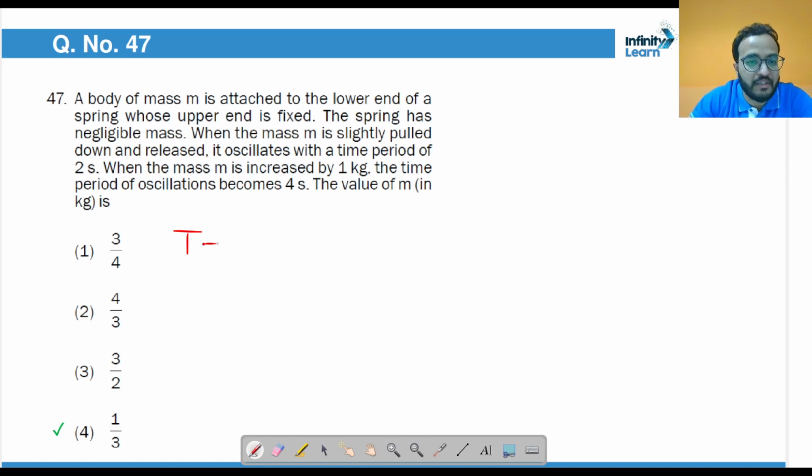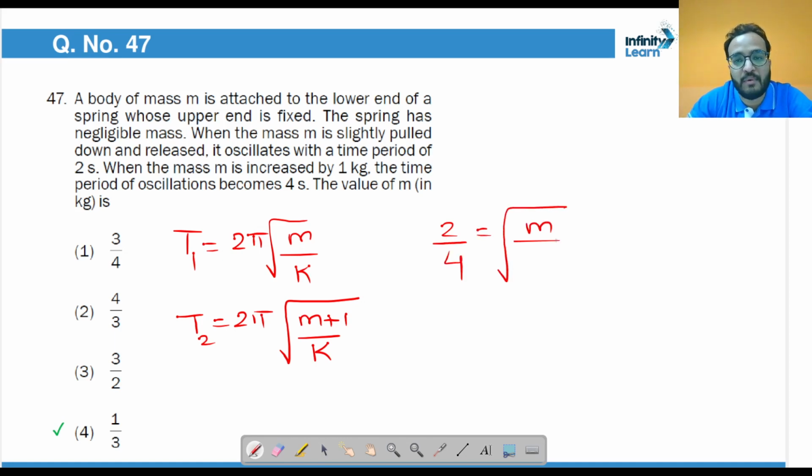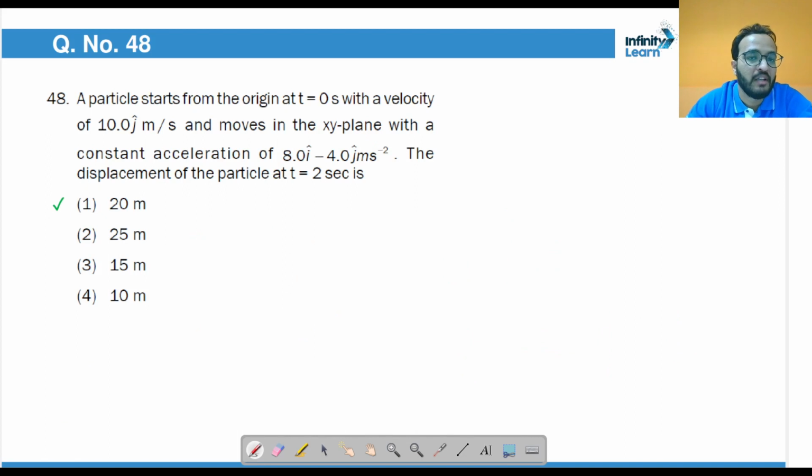What is the time period? 2 pi root over m by k. If the mass is increased by 1 kg, it becomes m plus 1 by k, now you take the ratio. T1 is 2 seconds, T2 is 4 seconds, root over m upon m plus 1. So 2 ones are 2, 2 twos are 4, 1 by 4 is equal to m upon m plus 1. So m is 1 by 3, right?